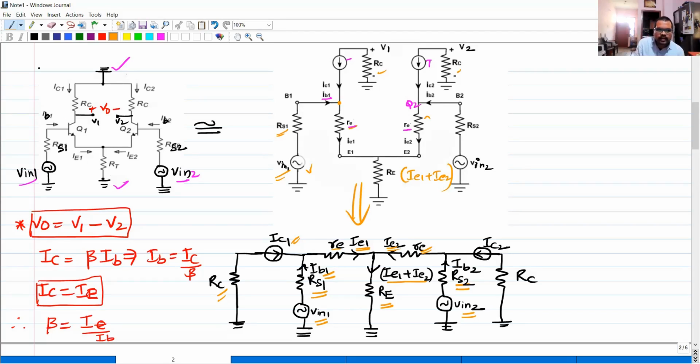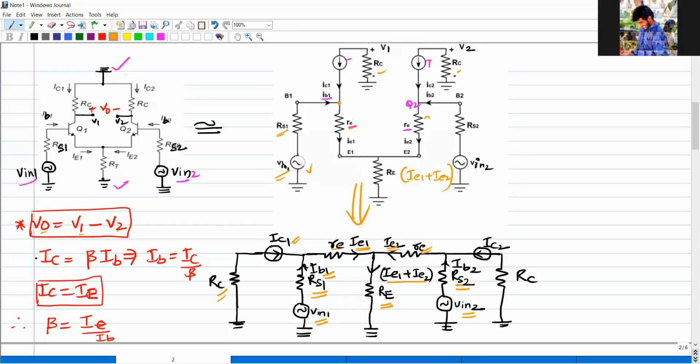Now see here. What is V naught here? From this figure, what is V naught? V1 minus V2. Yes or no? V naught is equal to V1 minus V2. Is it right? Yes, sir.